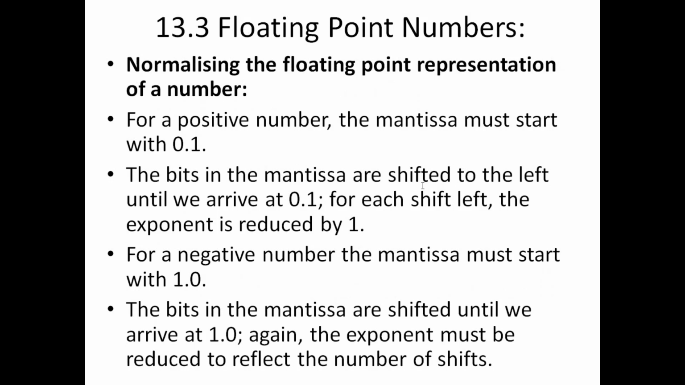Normalizing the floating point representation of a number. Like I said, for a positive number, the mantissa should always start with 0.1. For a negative number, it should always start with 1.0. If the point is not in the beginning and the first digit is not 0 or not 1, then you have to move the point around. You have to shift it on the left or on the right in order to make it so. The bits in the mantissa are shifted until we arrive at 1.0 or at 0.1, whatever is your case, whether you're going for a positive number or a negative number. And then accordingly, the value of the exponent must be adjusted.